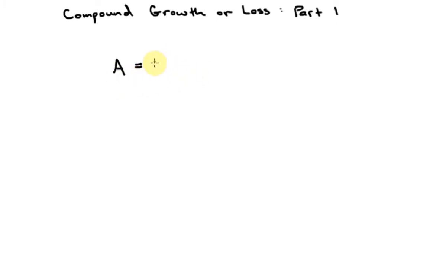So A equals P times (1 plus or minus i) raised to the n. Don't worry, I'm going to explain all these little letters in a second. Now this is our prototype formula, which, by the way, you must memorize. Now let me explain the bits and pieces.